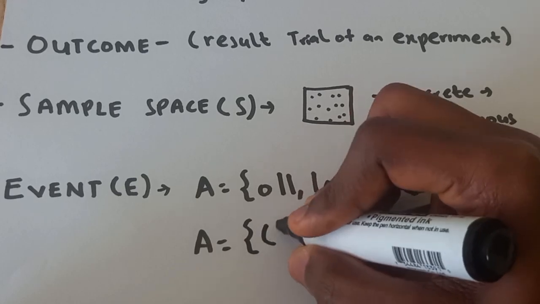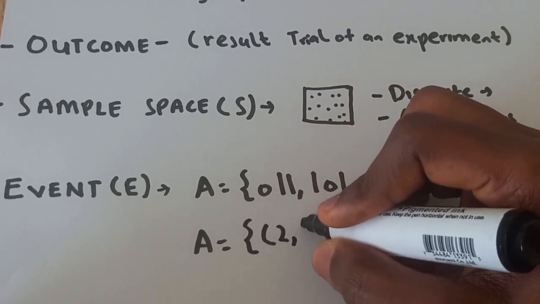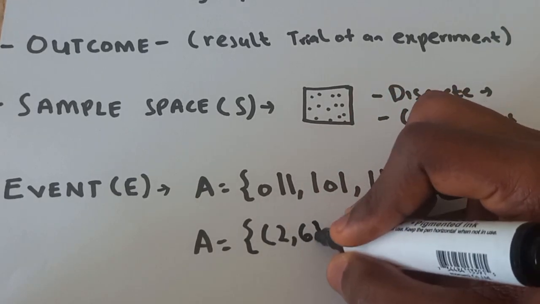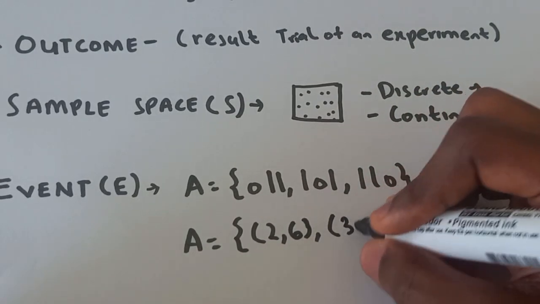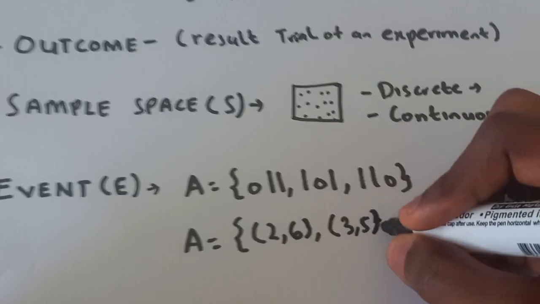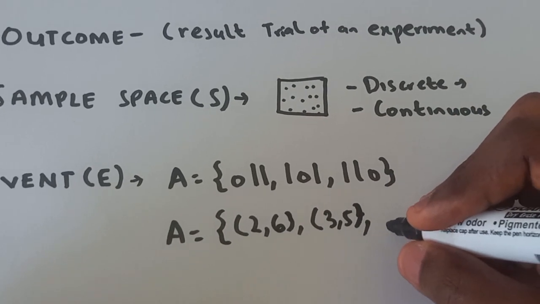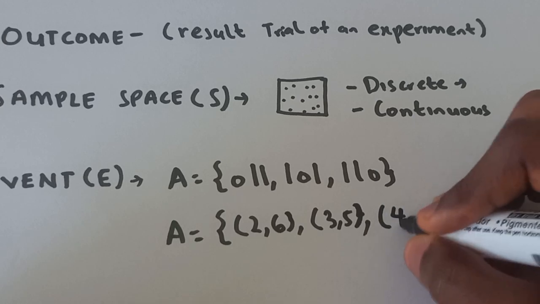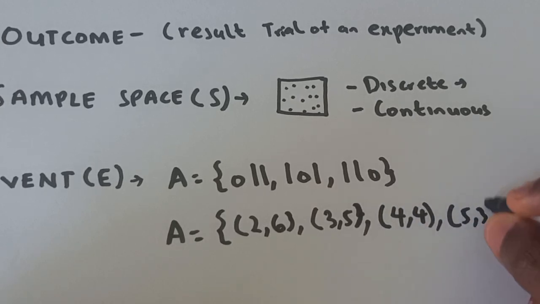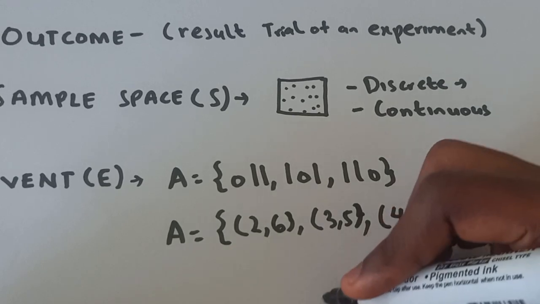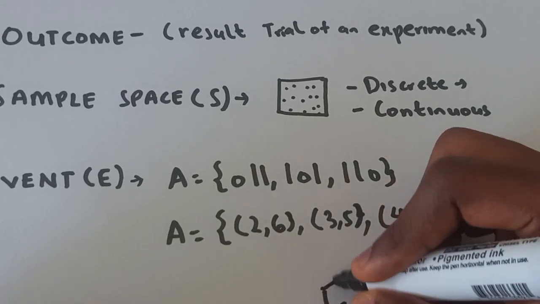So we know that we have event 1, where we have one die having 2 and another die having 6. Event 2, where we have 3 for the first die and 5 for the second die. Event 3, we have 4, 4. Event 4, 5, 3. And the last, we have 6, 2.